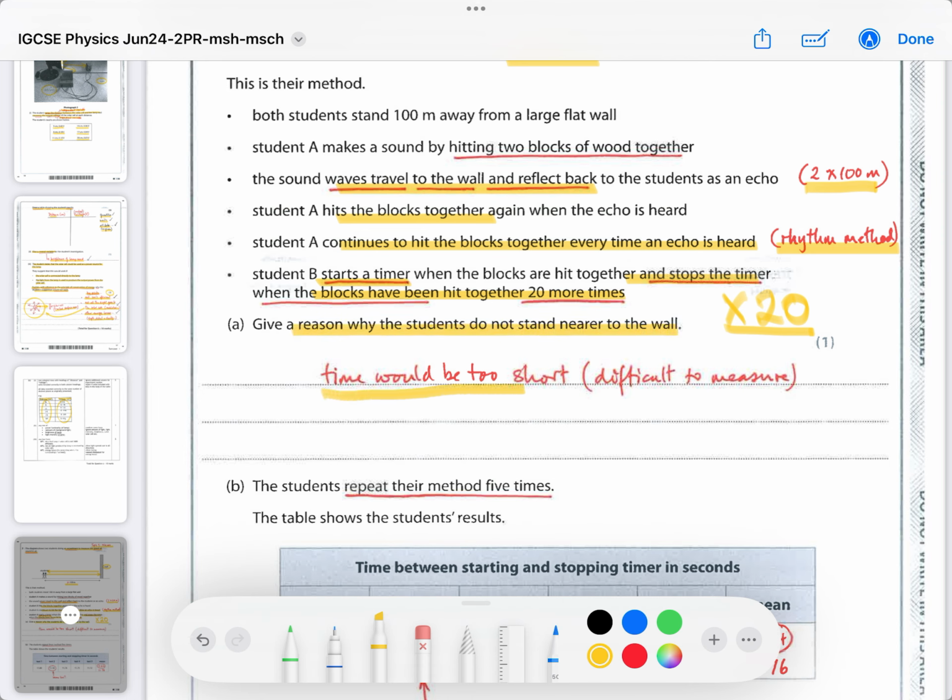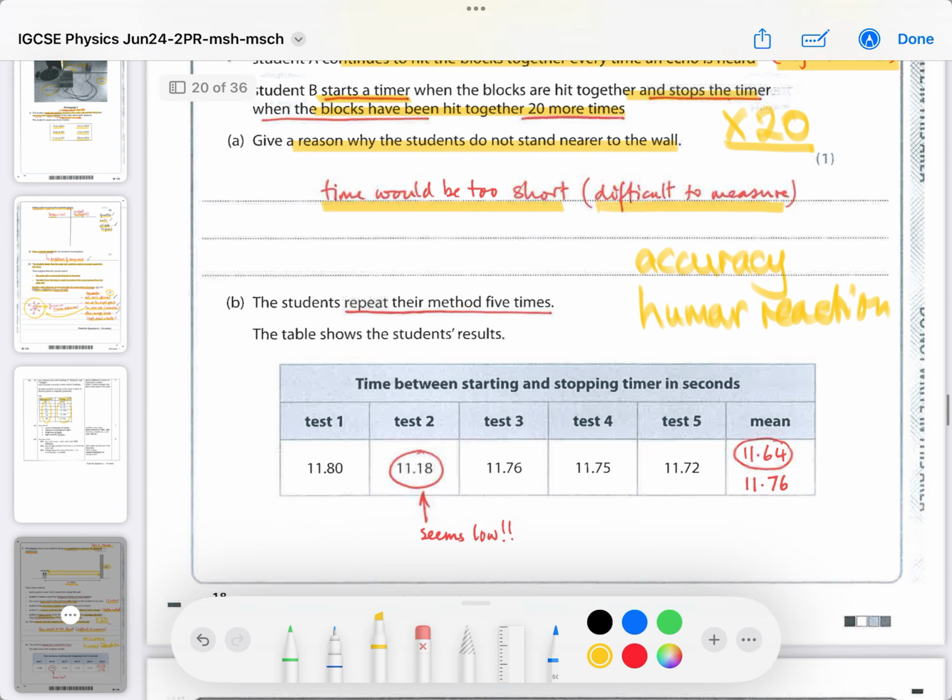Well, the time would be too short, and therefore it would be difficult to measure accurately. Yeah? So it's a question of accuracy and human reaction timing. So these are things you've got to consider. You want to get the time to be as long as you can, but it's also got to be practical.